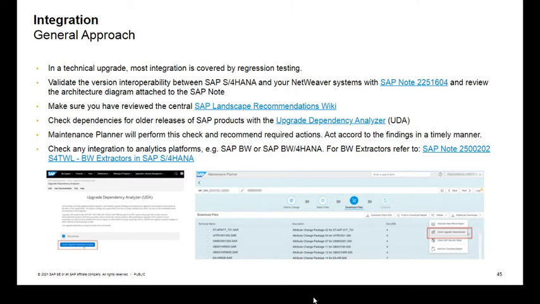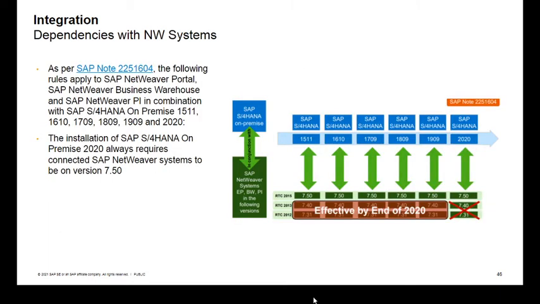Okay. So in essence, it means that we need to have the integrated systems on NetWeaver release 7.5. Until last year, it was possible to run certain versions up till 7.31, 7.4, but this has gone out of maintenance meanwhile. So you need to have your integrated system on 7.5. Make sure that this is being catered for. And as mentioned, it is also detailed in this note displayed here, 2251604.